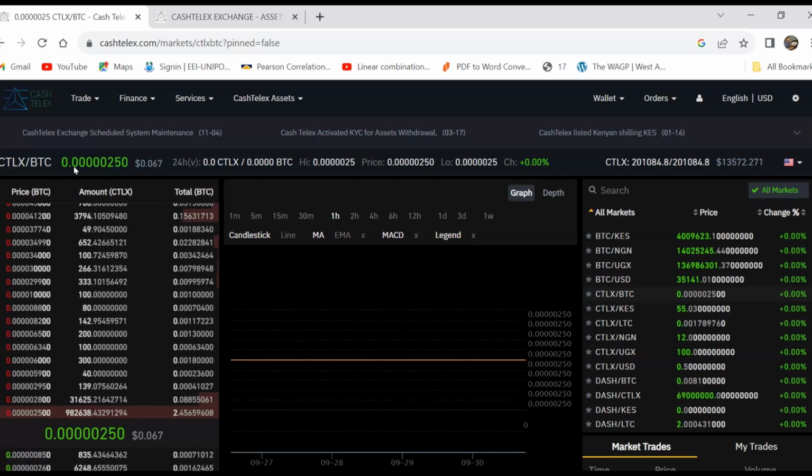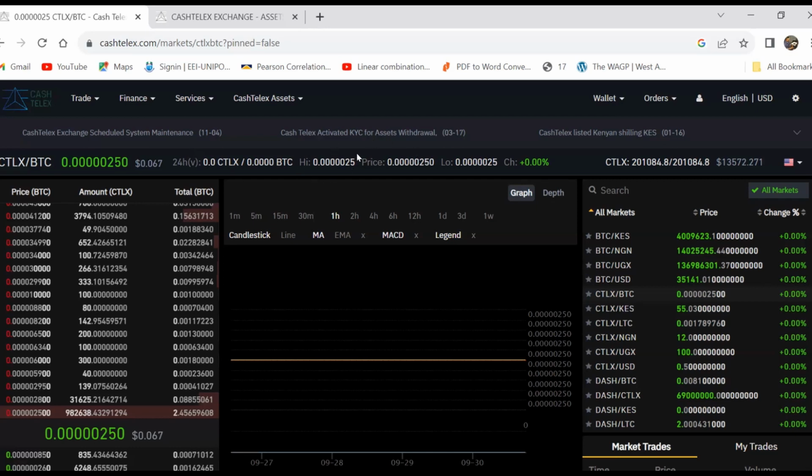This price you are seeing here, 0.0000250, is the price of CTLX in BTC. For now we're only buying CTLX with just BTC. This is the selling price of CTLX in Bitcoin, which is equivalent to $0.067 if you convert it to dollars.